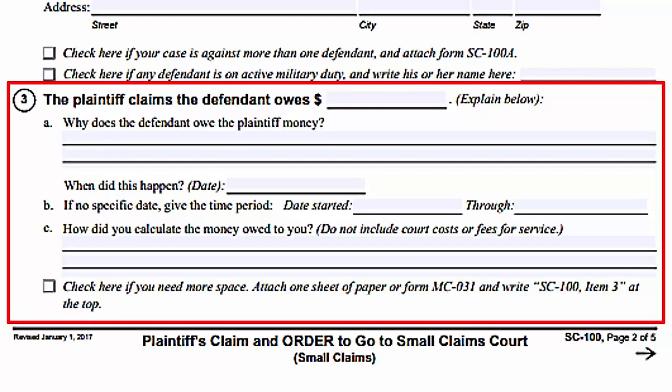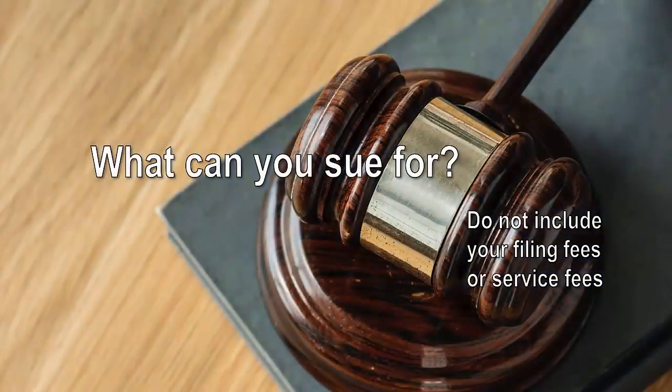In Section C, explain how you calculated the money owed to you. If you need more room, include an attachment on a separate sheet of paper or use Form MC-031. Include everything you think you are owed. The judge can award you less than what you asked for, but not more. If you forget something, the judge cannot add it on for you. Do not include your filing fees or service fees. If you win, these fees should be automatically added on.